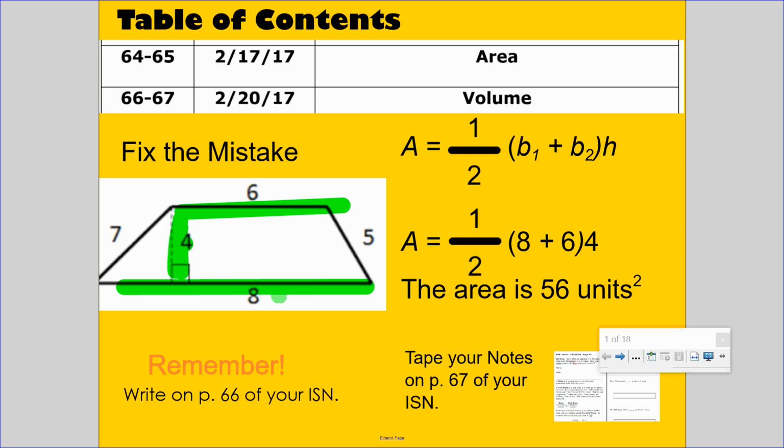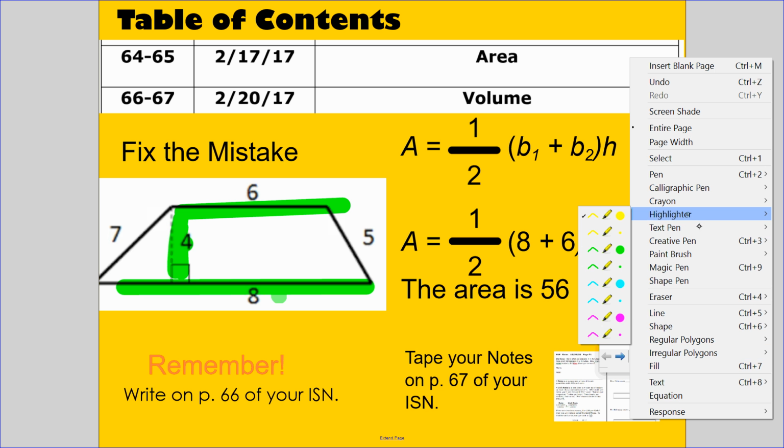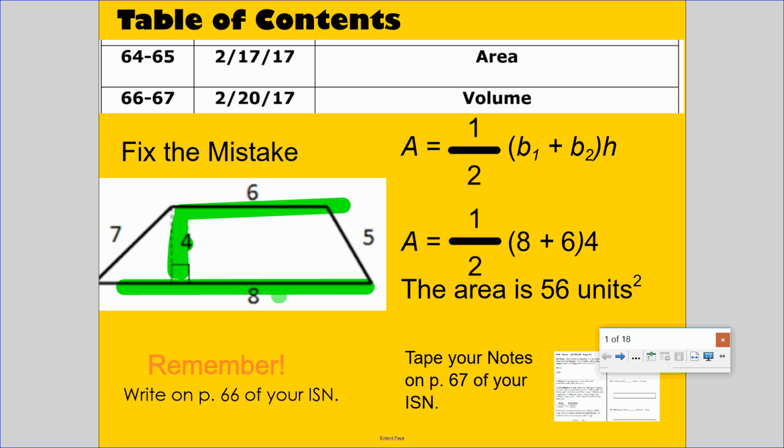So let's see. Let me get my pen out. I don't really see any mistakes so far. So half of 14 and 4. Two ways you can do this. You can do half of 14 is 7, 7 times 4 is 28. Oh, this is wrong. Oh, I see what I meant. They multiplied 14 by 4, which is 56. They forgot to do half of it because you're finding the average of the bases.